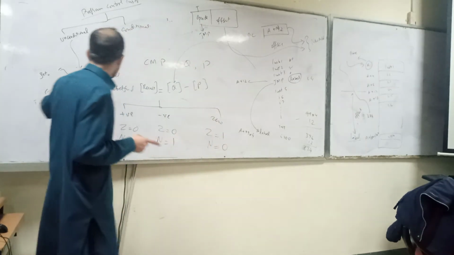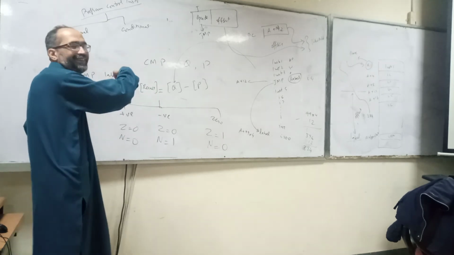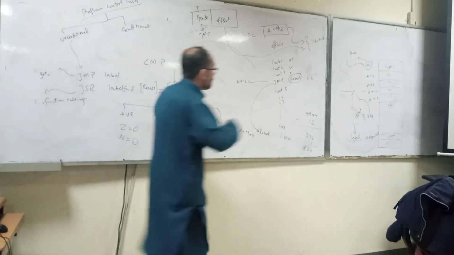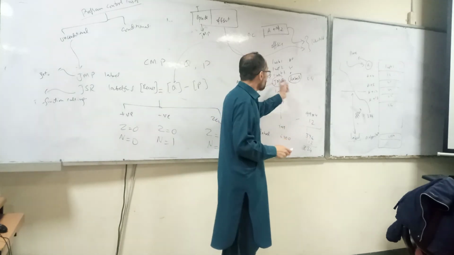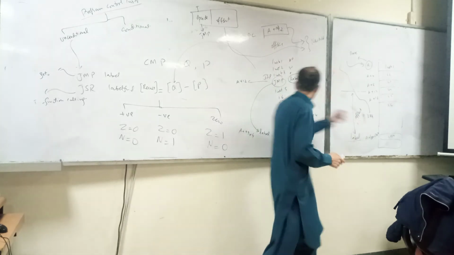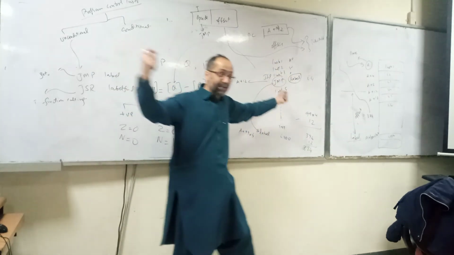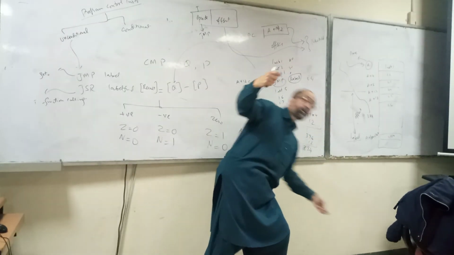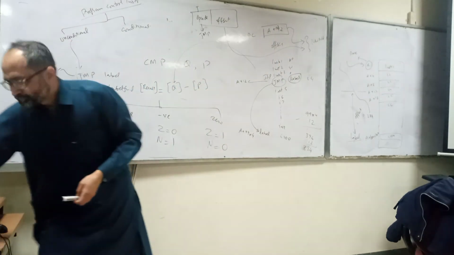If it is go to, it will not come back again. But if it is function calling, then it will return back. If it is JSR, jump to subroutine, it will jump to the label. This value will be pushed on the stack. And when that program finishes, that value from the stack will be restored to the program counter. Okay, got it?